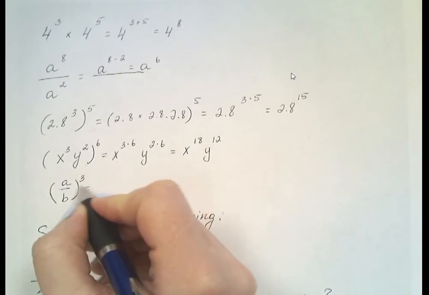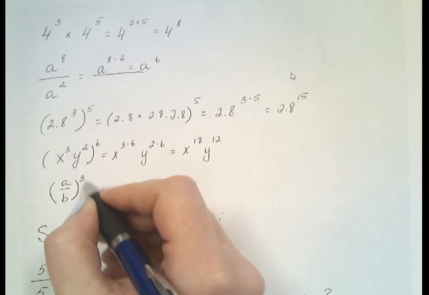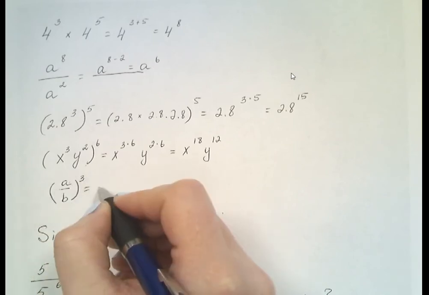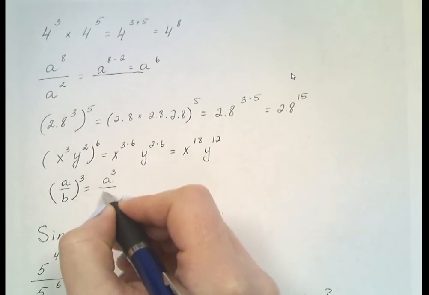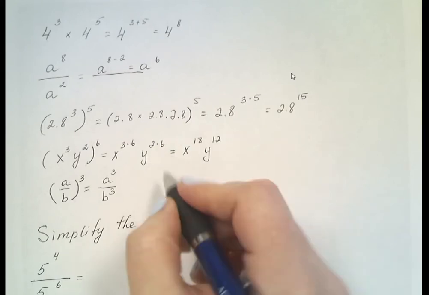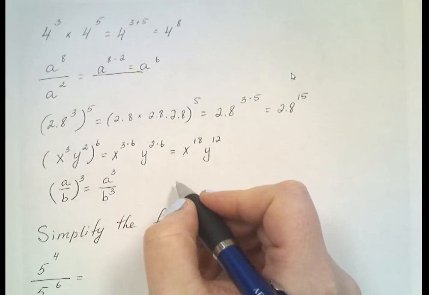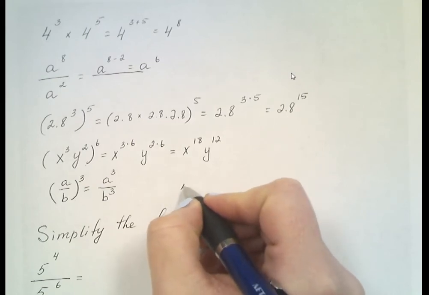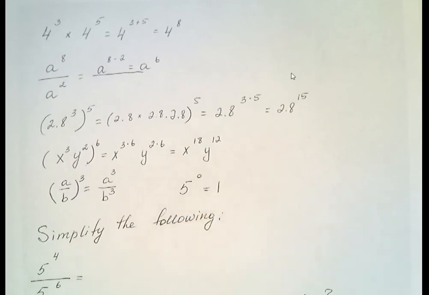Another rule here is when we have a divided by b and all of it is taken to the power of 3, it means that I will have to take a to the power of 3 and b to the power of 3. The last rule that we learned just in the previous lesson is that any number to the 0th power is 1. So for example, if I were to take 5 to the 0th power, that is going to be 1 whole.